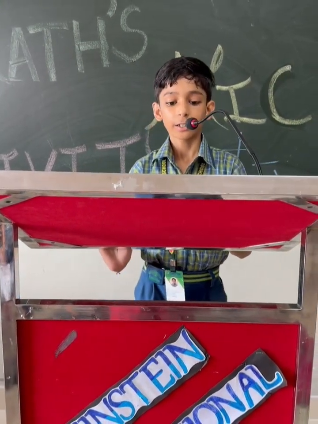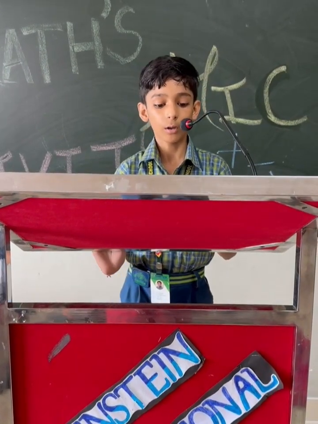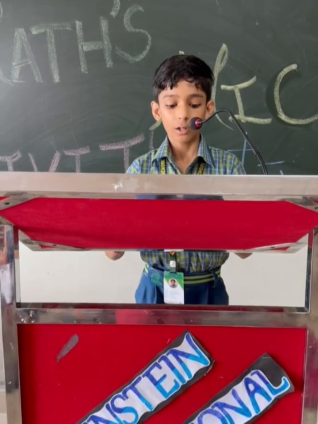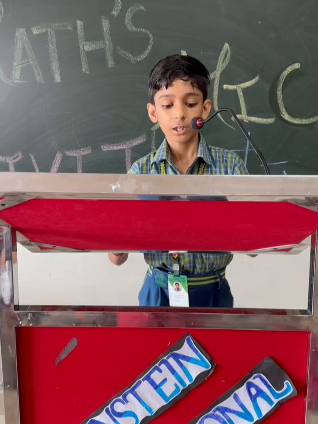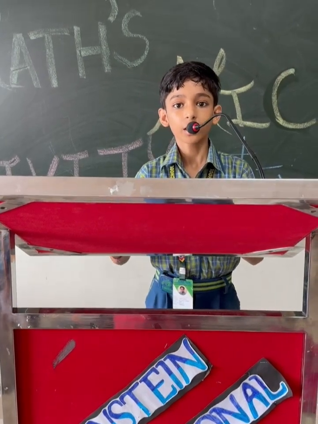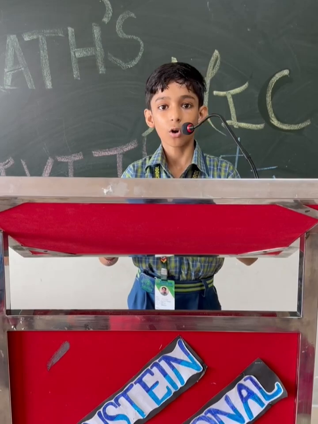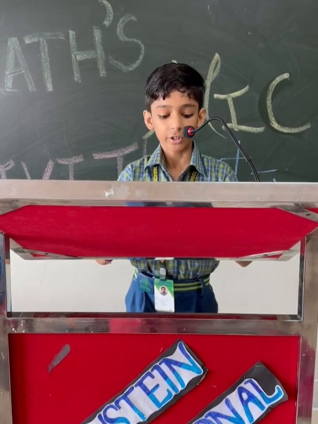I am here to tell about fraction. A fraction is a number that represents a part of a whole. All parts of a whole in a fraction are equal. Like and unlike fractions: fractions with the same denominator are called like fractions. Fractions with different denominators are called unlike fractions.